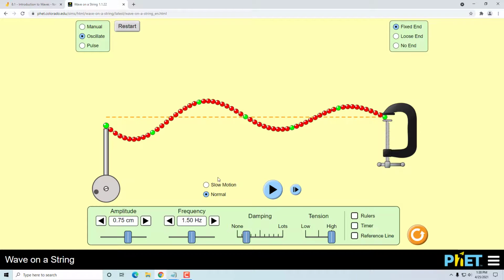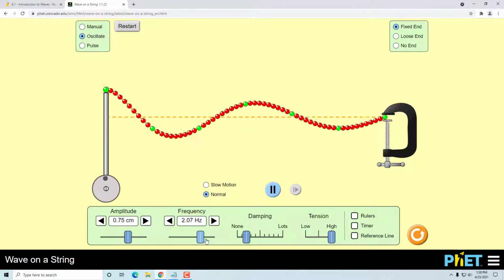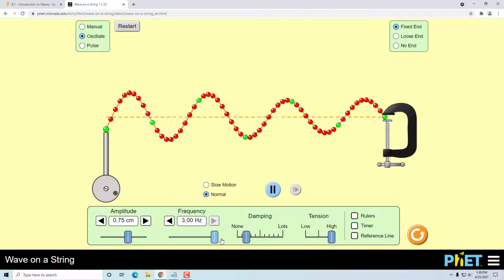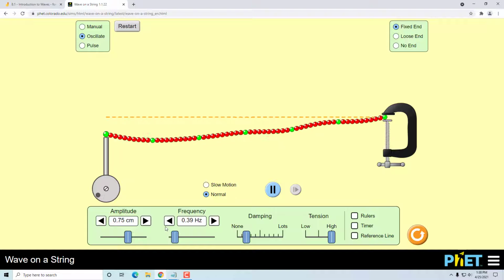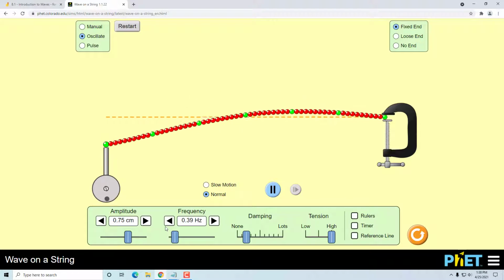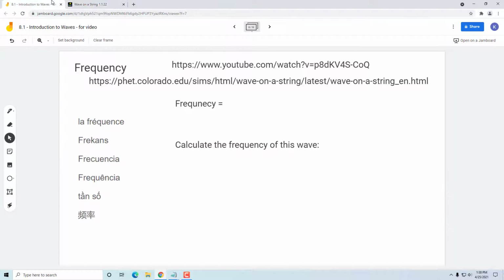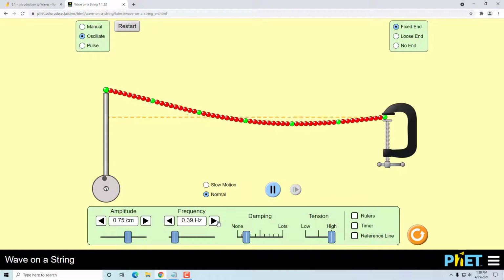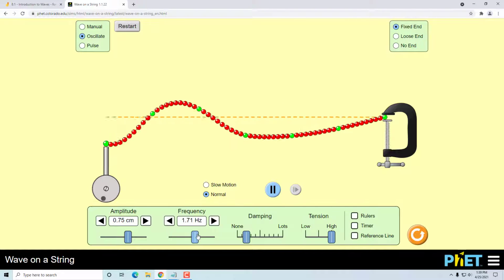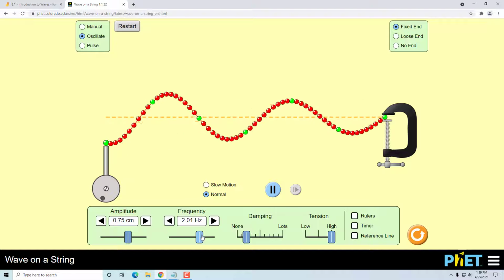Frequency. When we increase the frequency of the wave, we're going up and down very quickly. When we decrease the frequency of the wave, we're going up and down slowly. To figure out the frequency of the wave, let's set the frequency to 2. So here's the frequency of the wave.